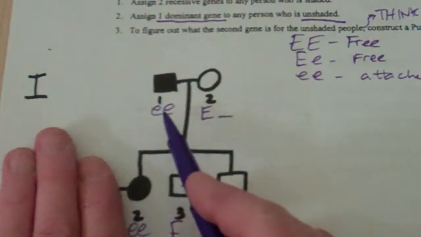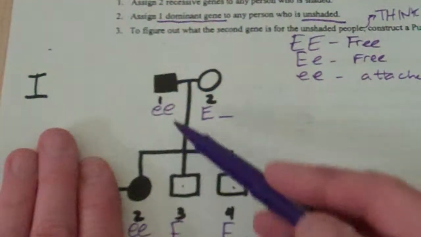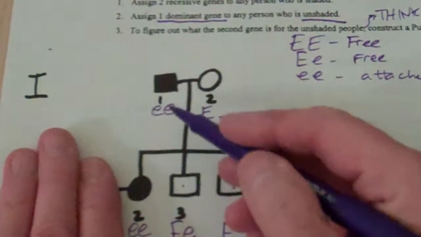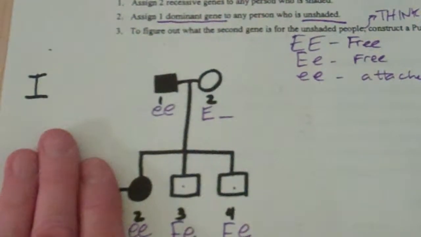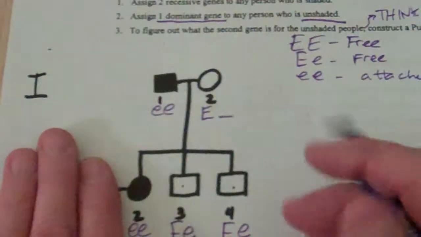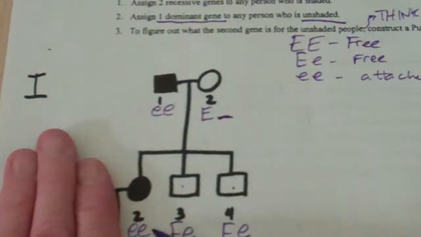All right, Dad can only give little e's to his kids. Every dad gives 1 letter, 1 allele to his offspring. So he gave a little e to this kid, he's got to give a little e to this kid, and he's got to give a little e to this kid. All right? The other parent gives 1 allele to the children as well.